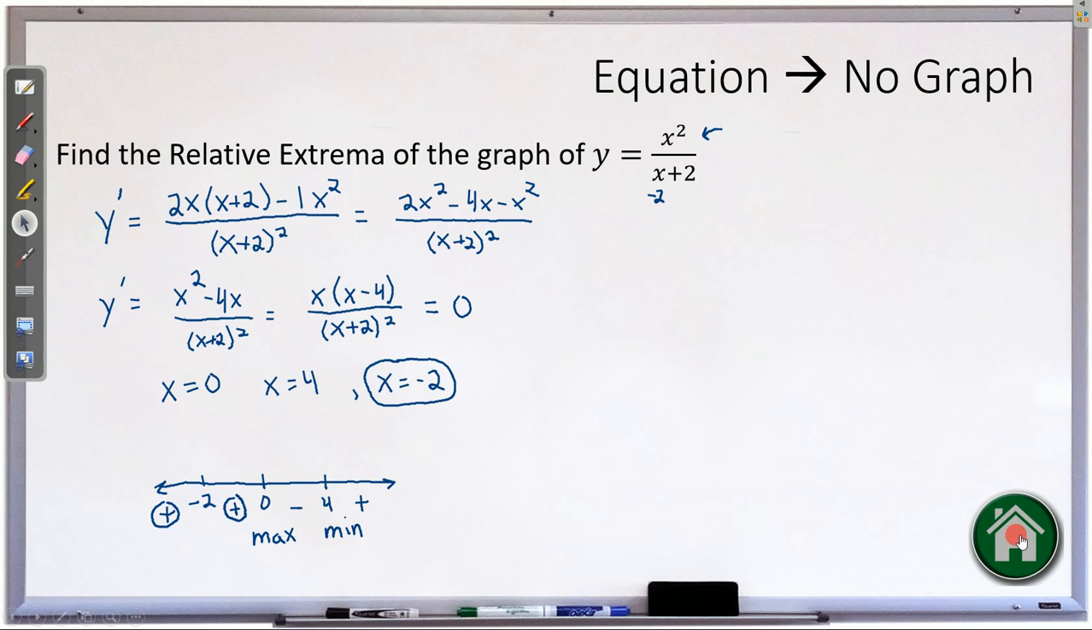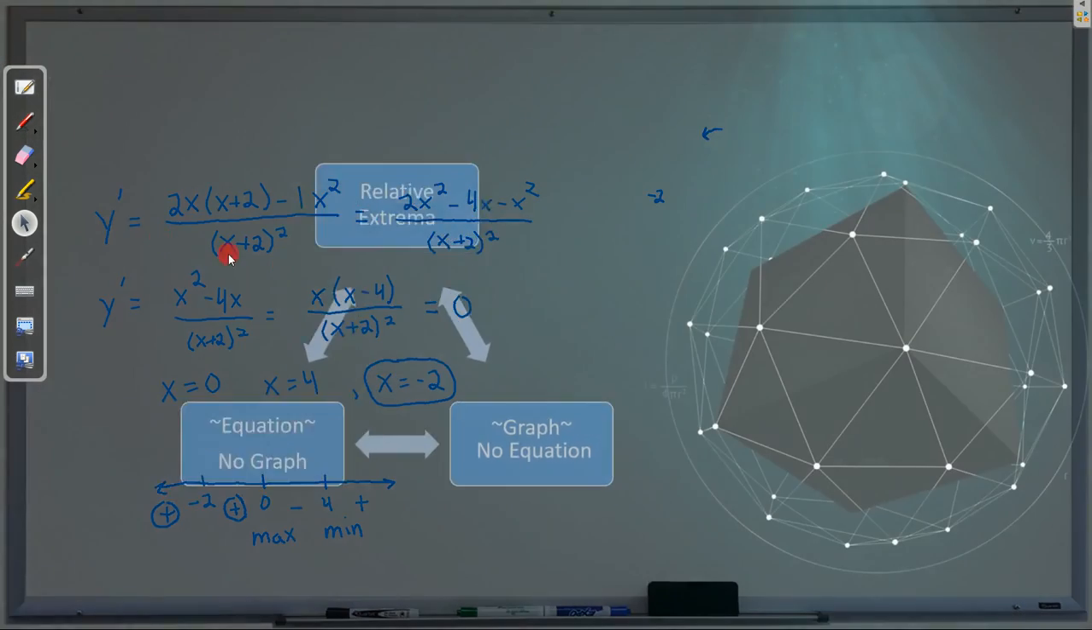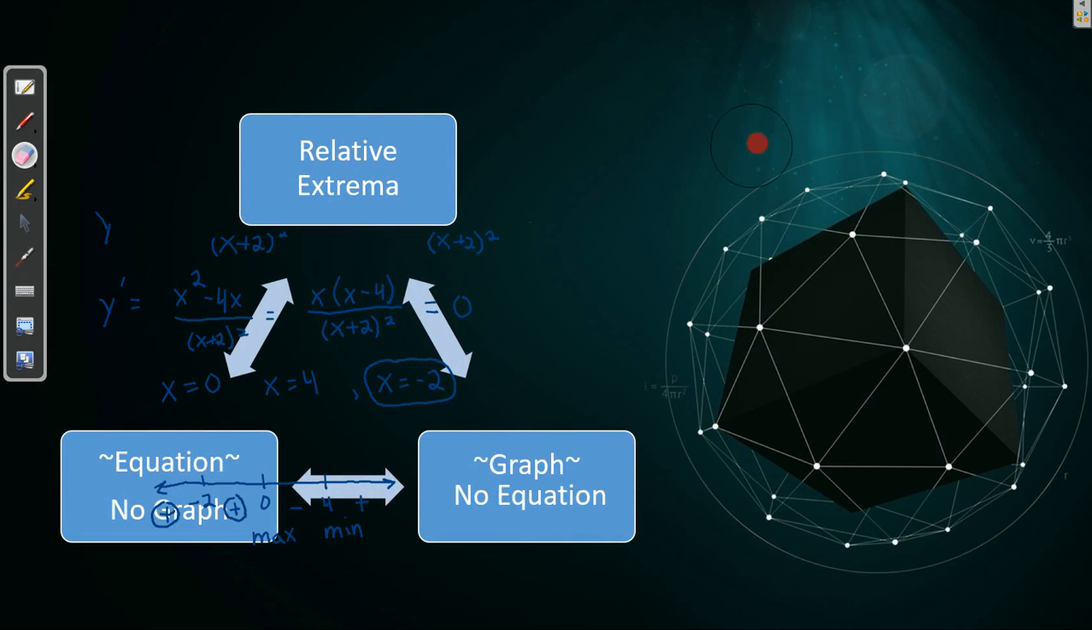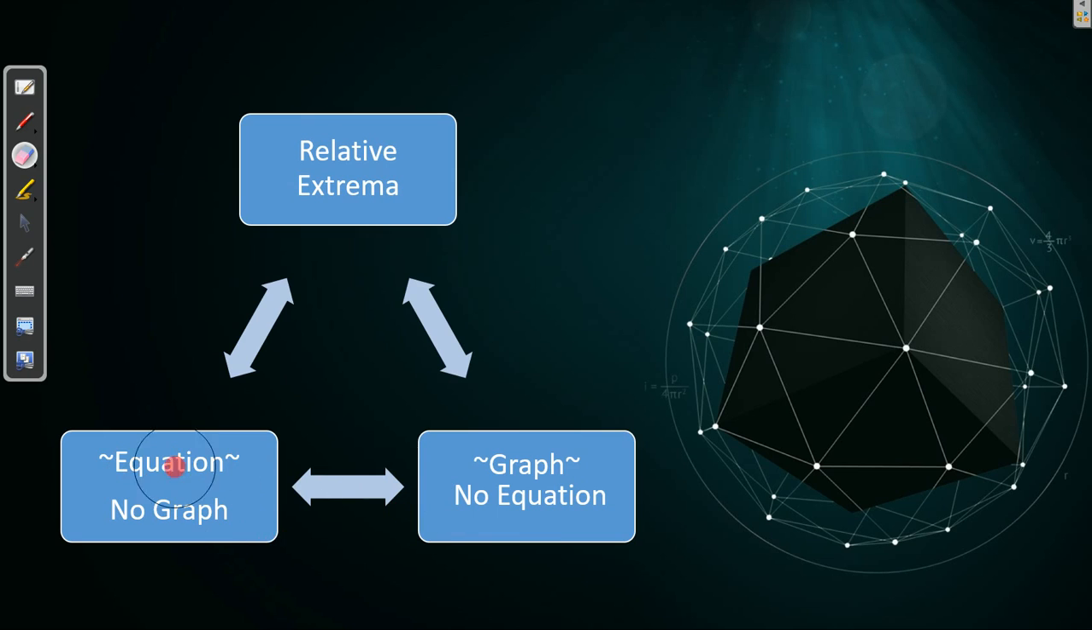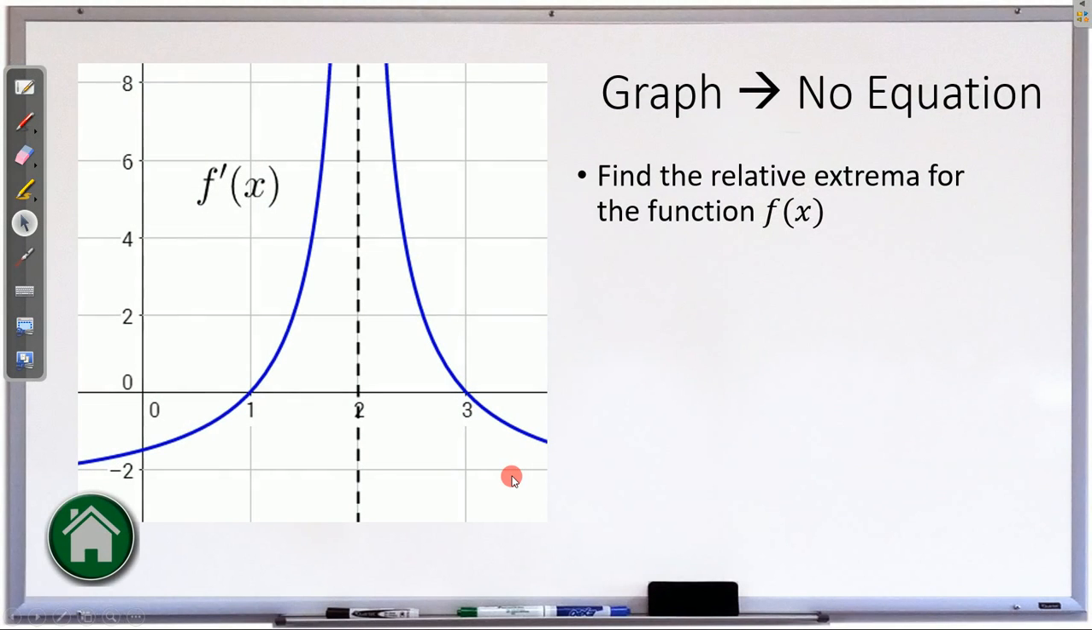All right, so that's how you do it again if you have the equation and no graph. What if you are given a graph and no equation? All right, how does the process differ? Now, I'm not going to give you the graph that you probably want.